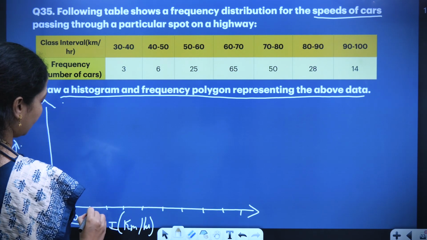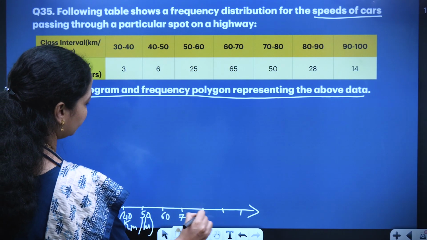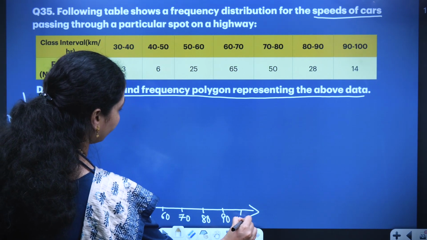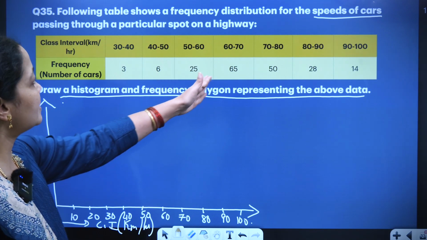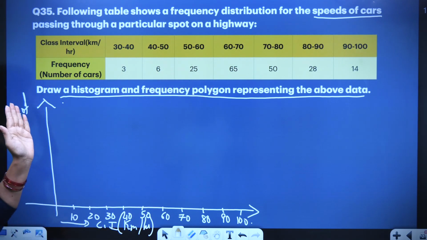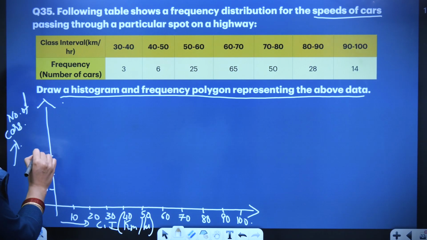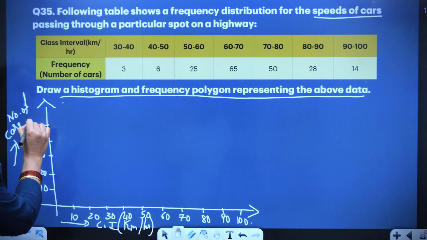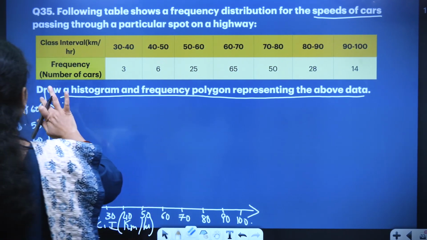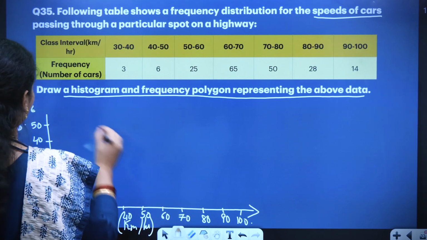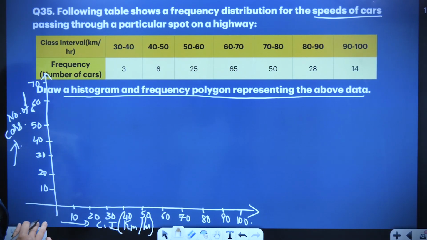So I'll just write it down, up to 100. Now the frequency is varying from 3 to a maximum of 65. Here also I can take 10 divisions. So I will take 10, 20, 30, 40, 50 and 60. 65 is there, so I'm extending the y-axis a little on top. This is my 60 and 70. Let us take it till 70.